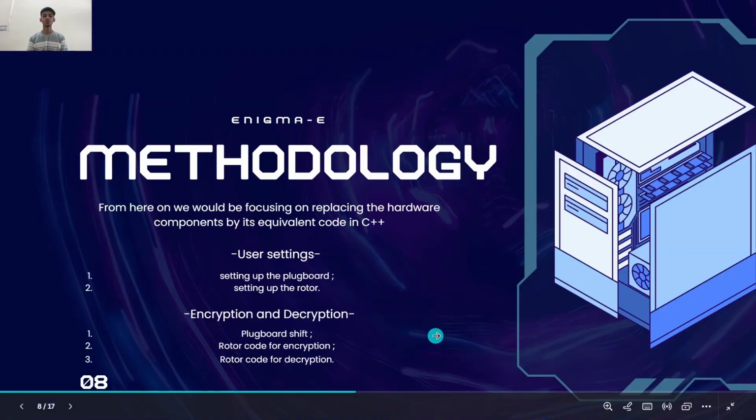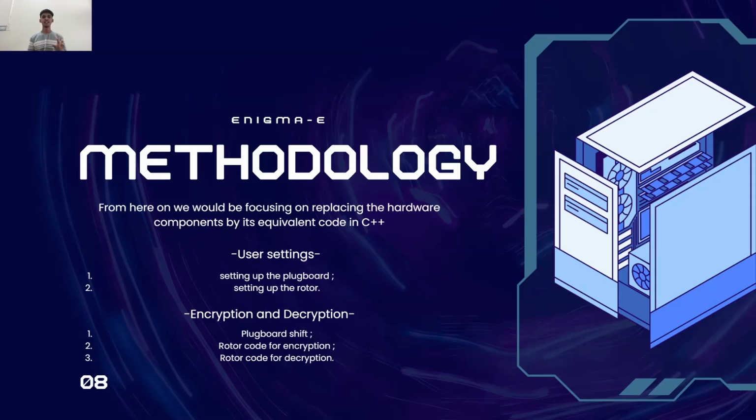First of all, there are two things which we are going to focus on. First one being the user settings. Second one being the encryption and decryption part. So what exactly is up in the user settings? We are going to set up the plug board. Remember, we had studied about the plug board and rotors. Those two are really the most important parts. And just remember: plug board, rotor, plug board. This is how the encryption and decryption flow is going to be.